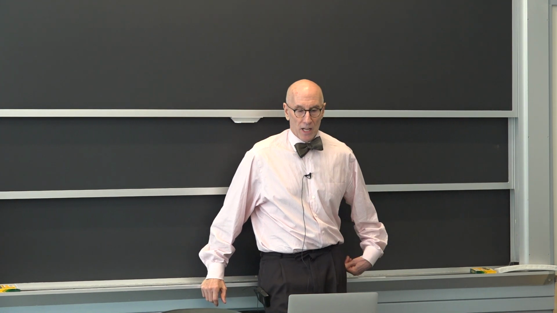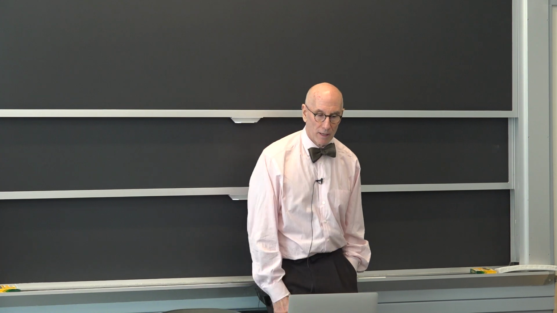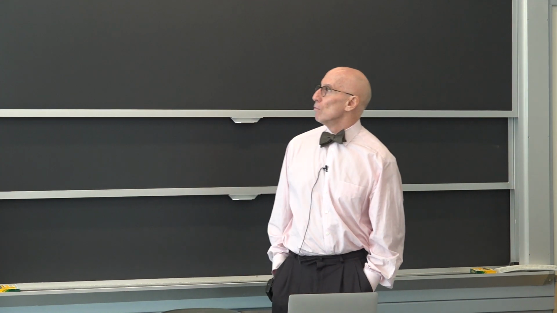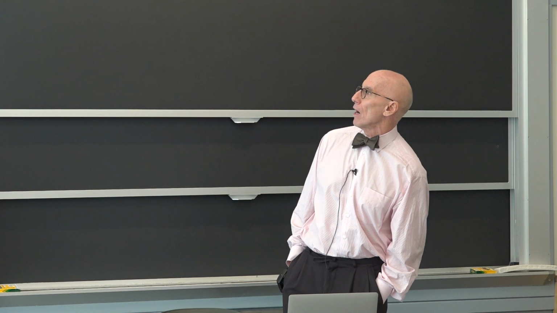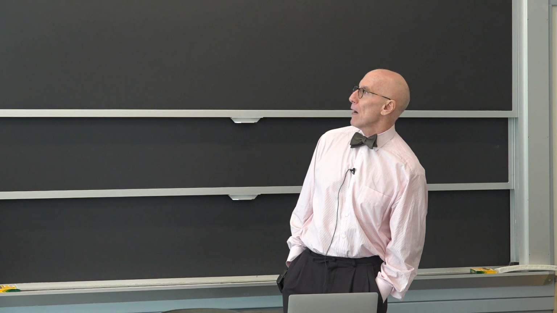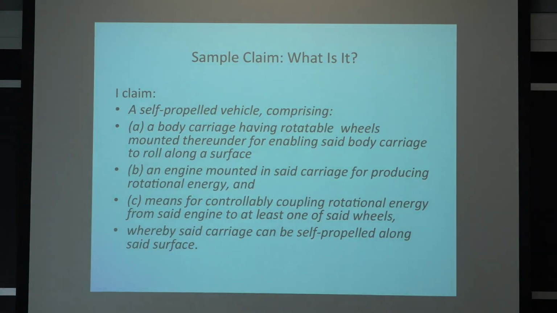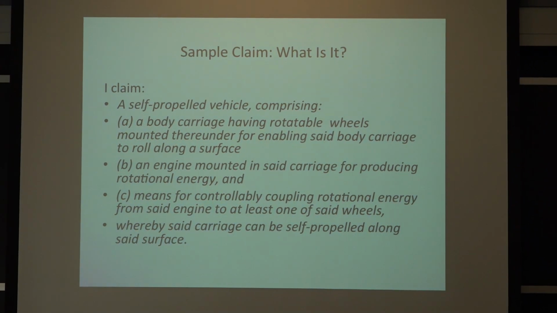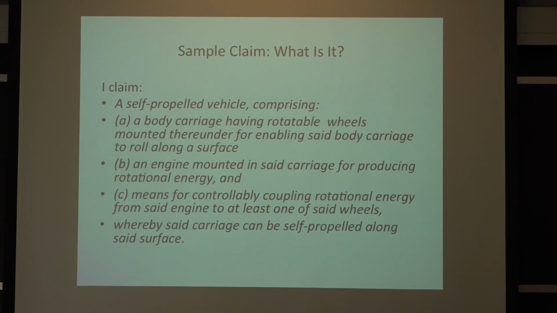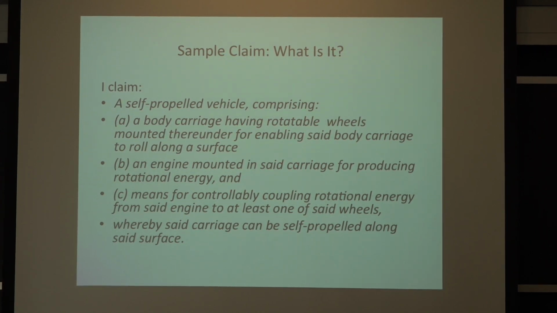I claim a self-propelled vehicle comprising: A, a body carriage having rotatable wheels mounted thereunder for enabling said body carriage to roll along a surface; B, an engine mounted in said carriage for producing rotational energy; C, means for controllably coupling rotational energy from said engine to at least one of said wheels, whereby said carriage can be self-propelled along said surface. What does this claim describe? A car, yeah. Okay.